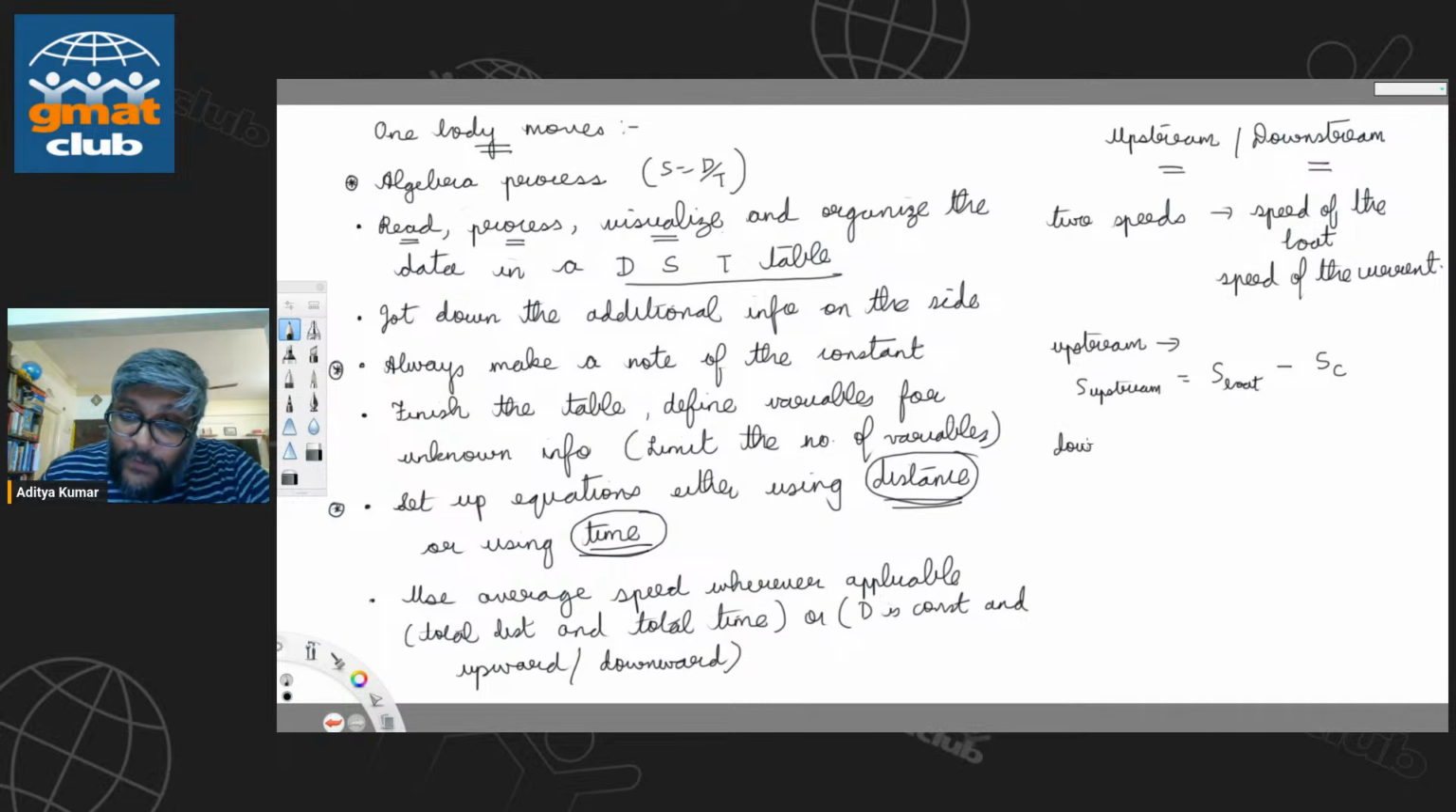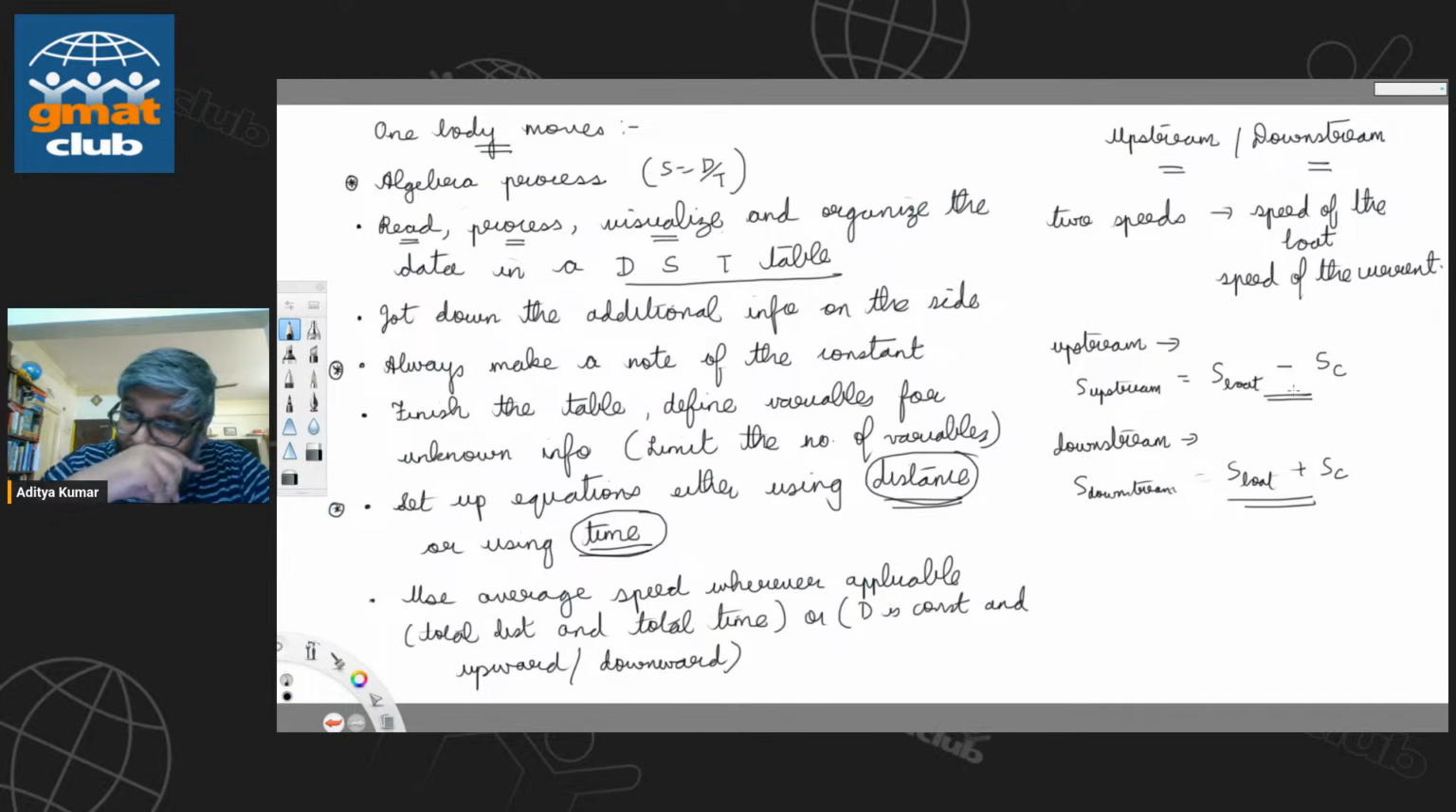But if you're going downstream, it's like you going down the stairs, right? You find it very easy to go down the stairs. Why? Because you're going with the flow of the current. You're going with the flow of gravity, right? So same way, if you're going downstream, you're going with the flow of the current. So if you're going with the flow of the current, the speed of the current will aid your movement. So the speed downstream should always be the speed of the boat plus the speed of the current.